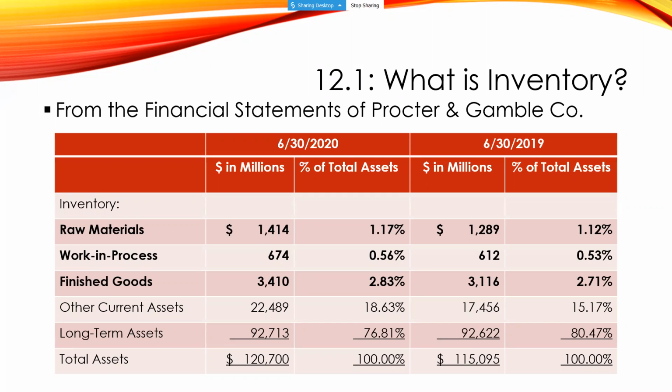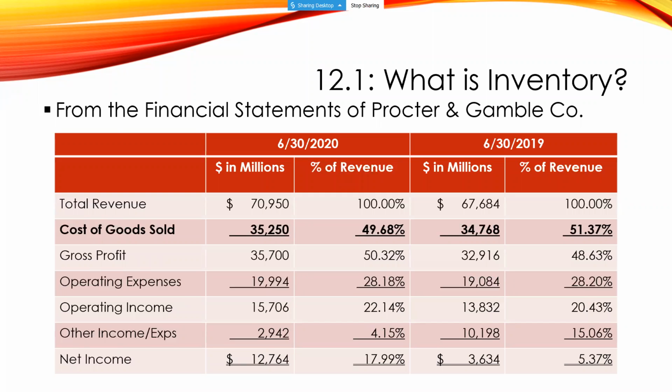Flip to the income statement and you got a totally different story. Over half of the expenses in 2019 was comprised of cost of goods sold, and not quite half in 2020. So inventory, whether it's still on the shelves or whether it's been sold, has a pretty significant impact on the income statement.